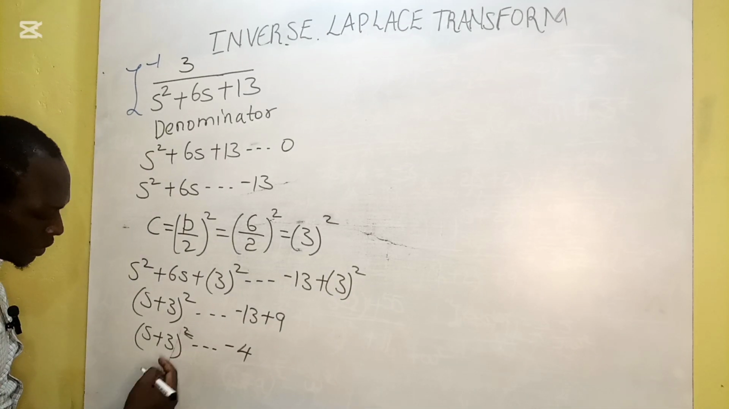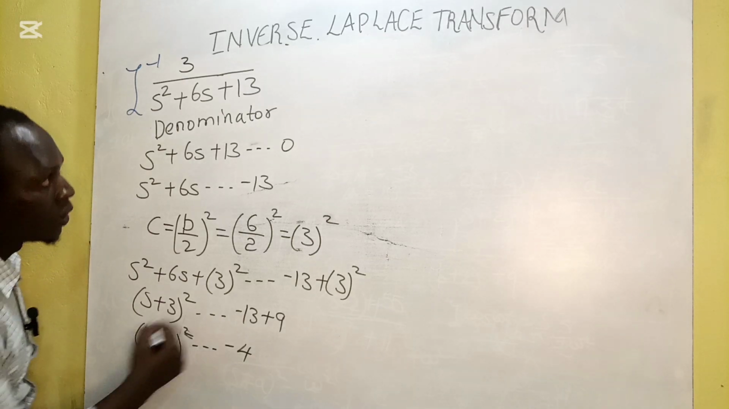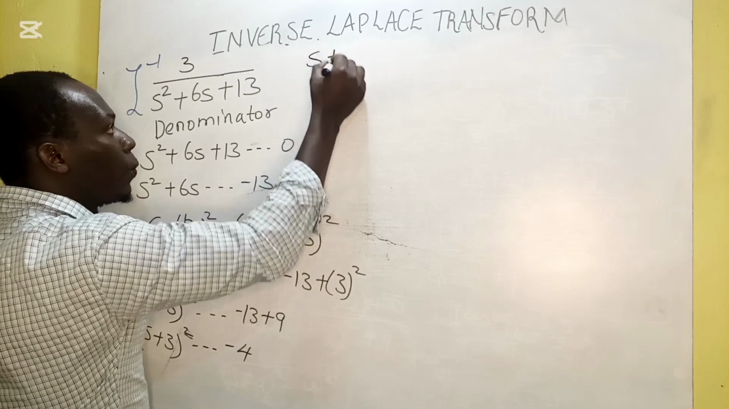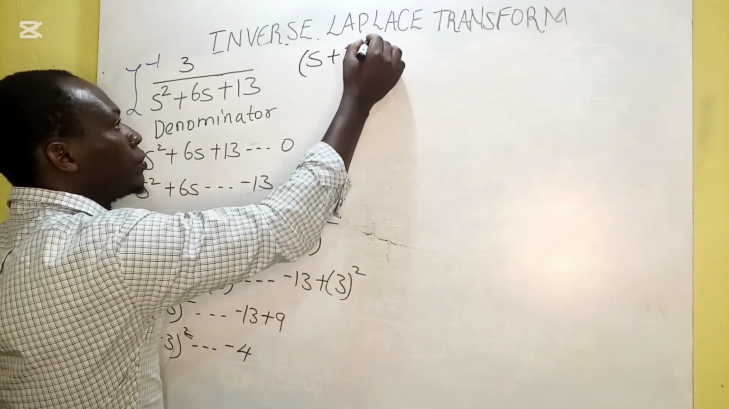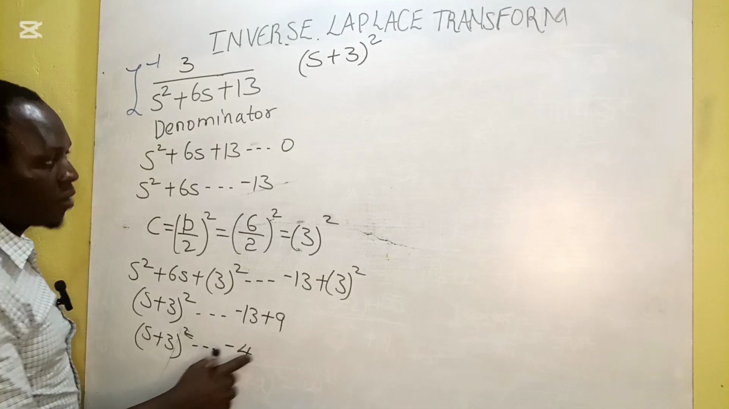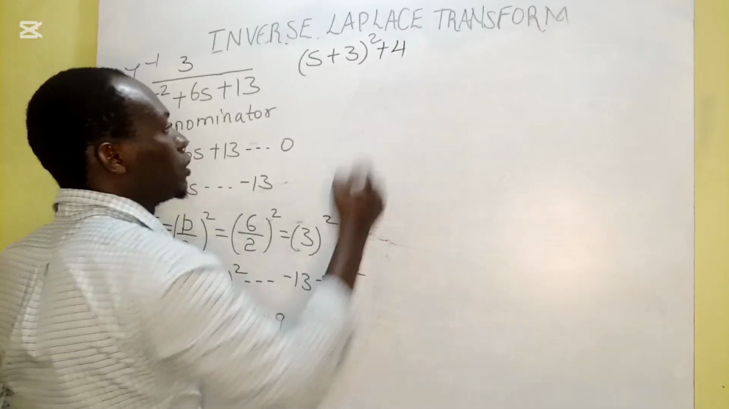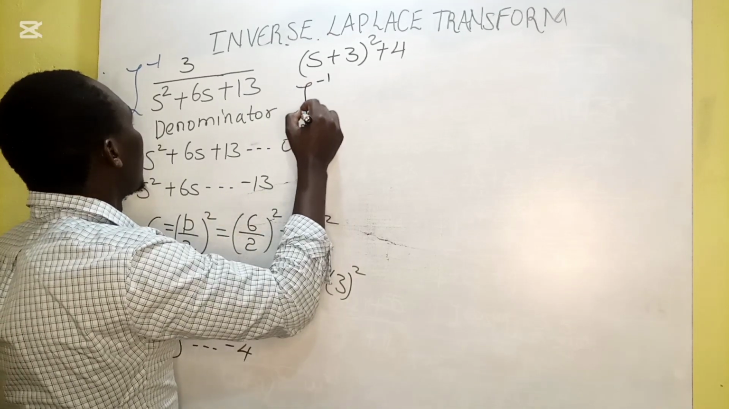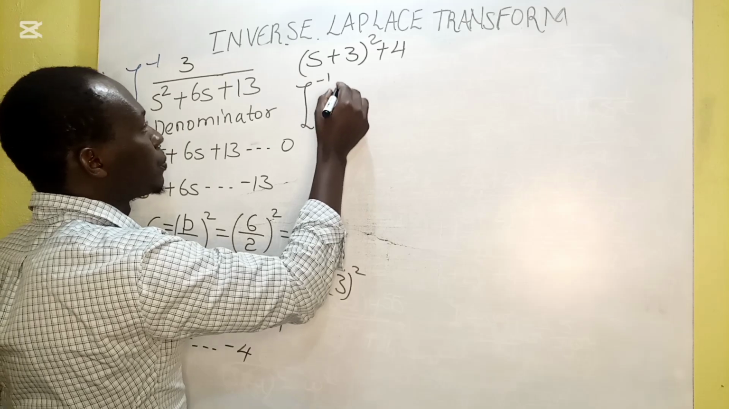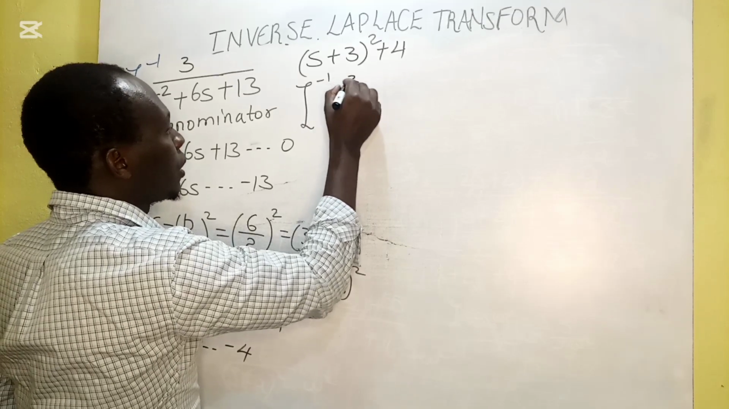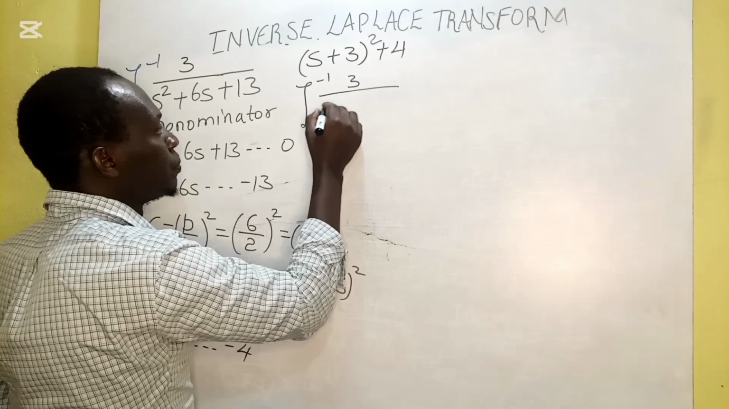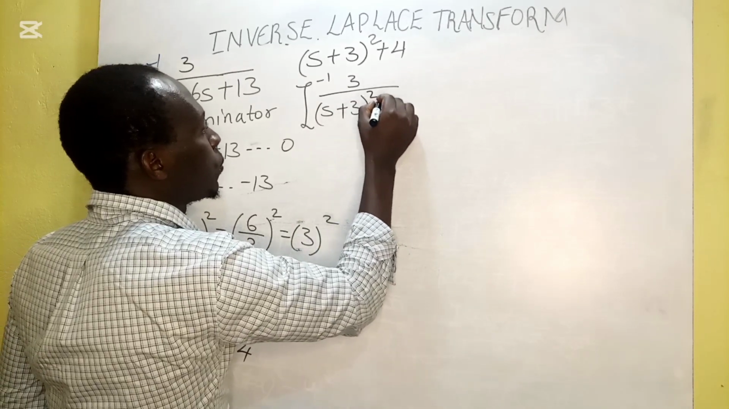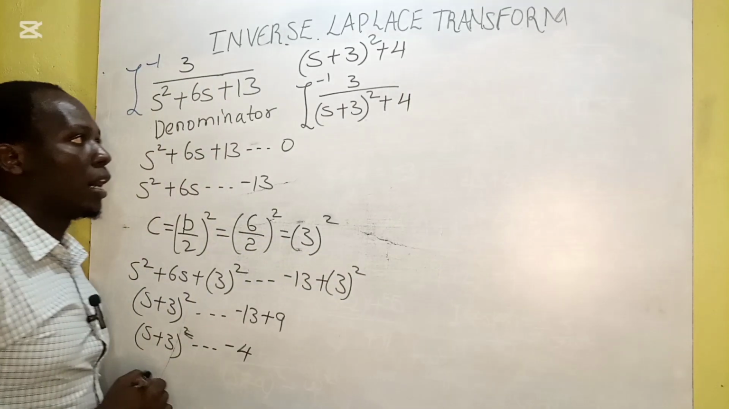This means that we can rewrite everything and have (s plus 3) squared. Here we are having a negative, so we are going to have a positive of 4. And now we are going to have the inverse Laplace transform of 3 all over (s plus 3) squared plus 4.